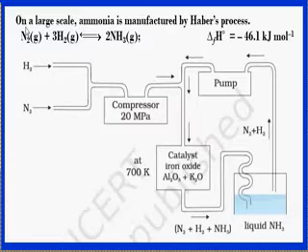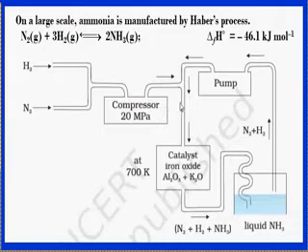Preparation number 3. On a large scale, ammonia is manufactured by Haber's process. So here we have Haber's process: N2 plus 3H2 gives you 2NH3, that is ammonia. Now here nitrogen and hydrogen are taken in proportion of 1:3 and they are mixed and compressed in a compressor at 200 atmosphere, or 20 megapascal, that is MPa.